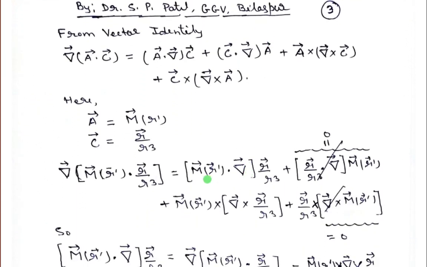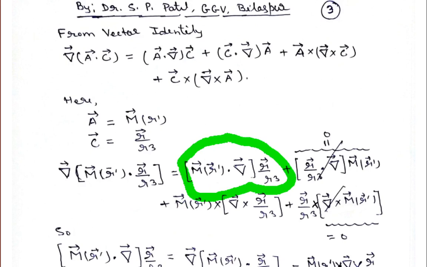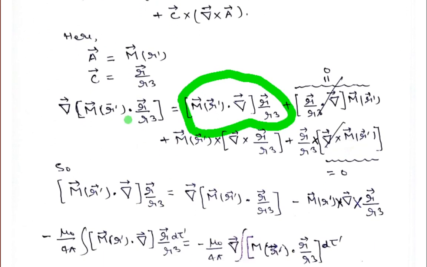So that is capital M vector, which is a function of r prime, dot del outside of the bracket, that is r vector upon r cube, plus capital M vector cross product del cross r vector upon r cube. It means in place of this quantity, we can write this quantity minus this quantity.